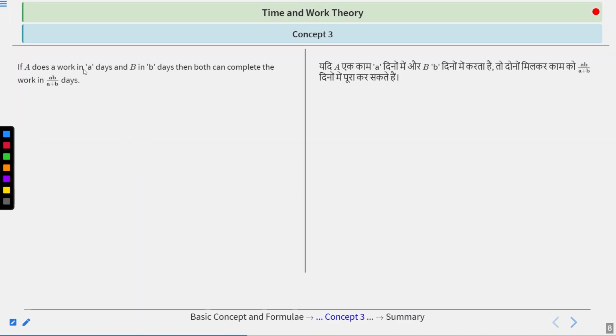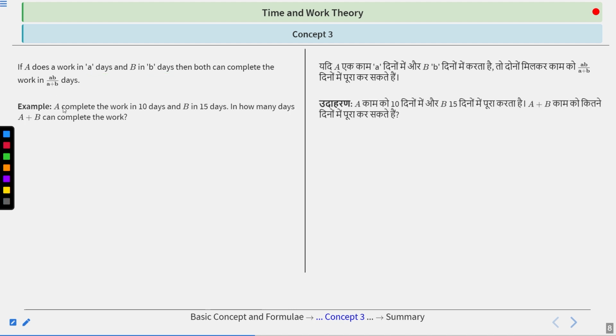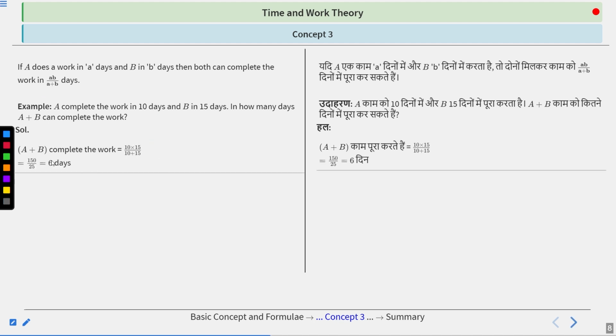If A does a work in A days and B in B days, then both can complete the work in A into B upon A plus B days. Now see an example. A can complete a work in 10 days, B in 15 days. In how many days can A plus B complete the work? So we use this formula, A into B upon A plus B. So A plus B complete the work. A takes 10 days. So 10 into 15 upon 10 plus 15. So when we calculate it, we get the number of days, which is 150 by 25 equals 6 days.